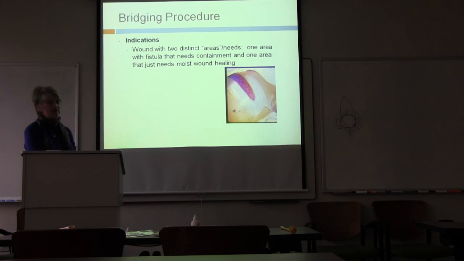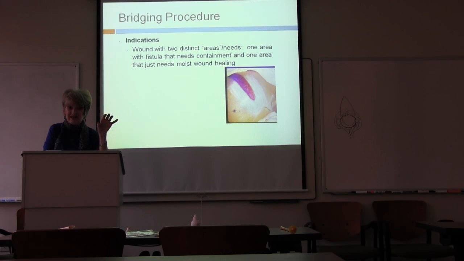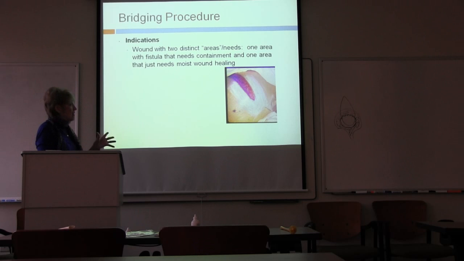Now, I'm going to just briefly go over a bridging procedure. You may never need to do this, but on the other hand, many of us have had to do this. The bridging procedure is something that you can use when you have a very long wound and one area of the wound, the most distal area of the wound, has a fistula. And that area needs to be pouched, but the rest of the wound just needs moist wound healing. We will also go over this when you come on site.